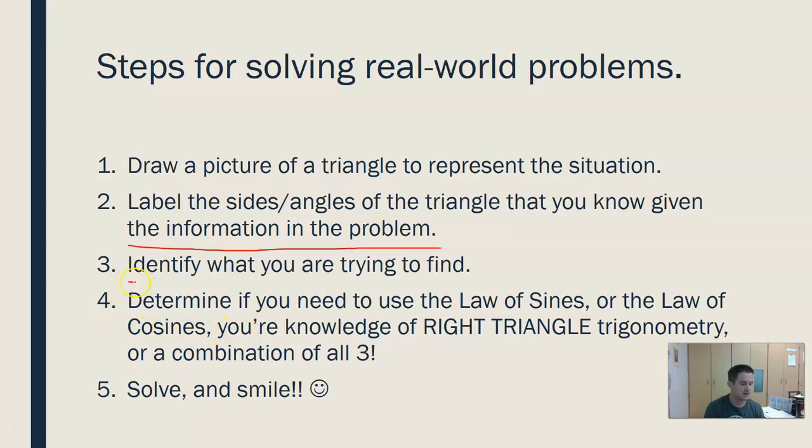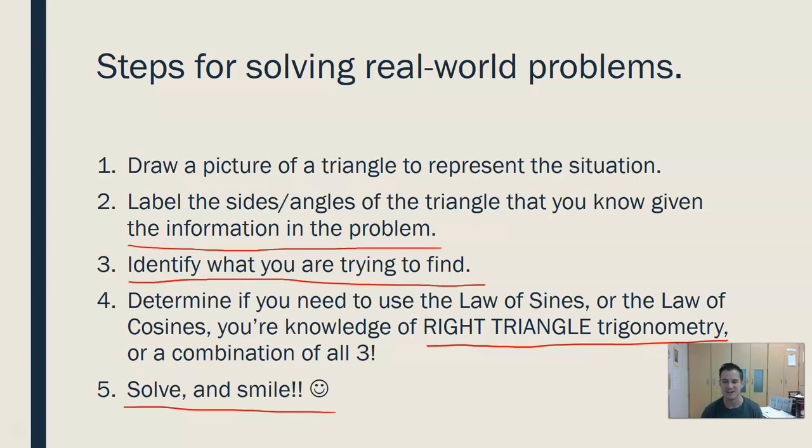Third, we want to identify what we're trying to find. Is it a side we're trying to find? Is it an angle we're trying to find? What is it we're trying to find? And fourth, you're going to need to determine if you need to use the law of sines or the law of cosines, or your knowledge of just plain Jane right triangle trigonometry, or a combination of all 3. Maybe you'll need to use the law of sines, the law of cosines, and right triangle trigonometry in order to solve. So we're going to use all of our trigonometry knowledge associated with triangles, because the last step is solve and smile, because trigonometry is awesome.